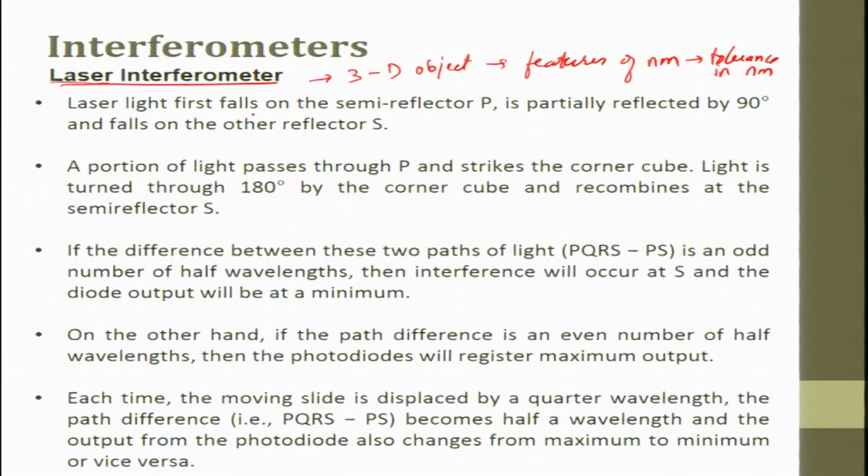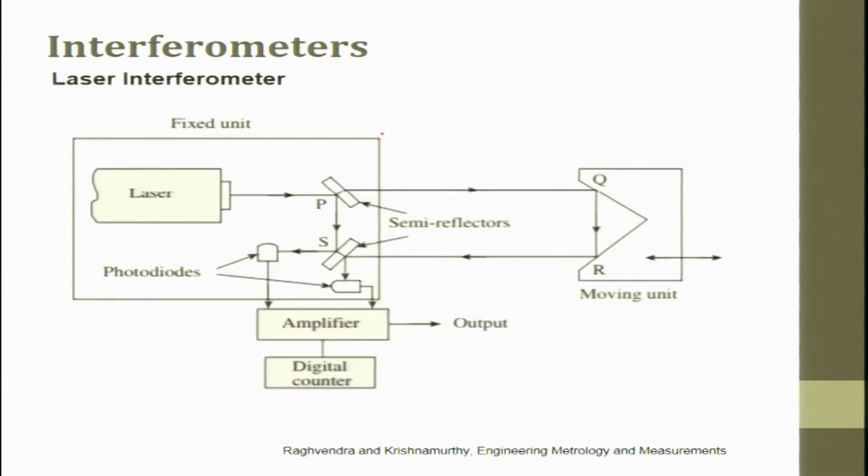The laser light first falls on a semi reflector P, is partially reflected by 90 degrees and falls on the other reflector S. So, let us first look at the diagram. Okay, laser light. So, this is a fixed unit. The laser light falls on a semi reflector, or we can call it a beam splitter. So, there is a split happening. Then it gets reflected here, then you have a semi reflecting, this in turn goes to a photodiode, and whatever falls on this photodiode, the values are very less. So, it gets amplified and then you count the number of fringes. So, the amplified output can be taken from here.